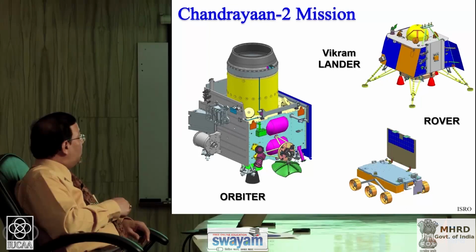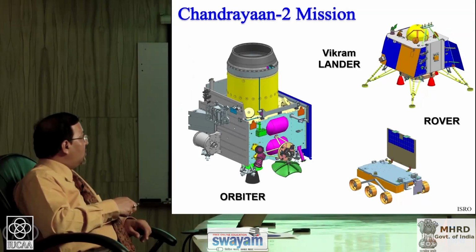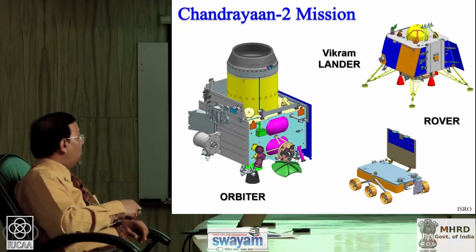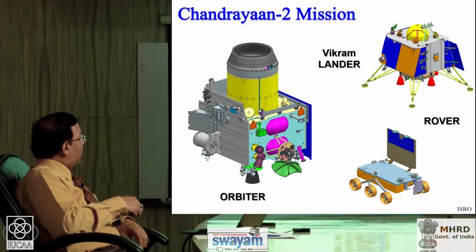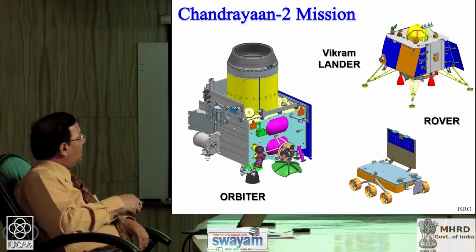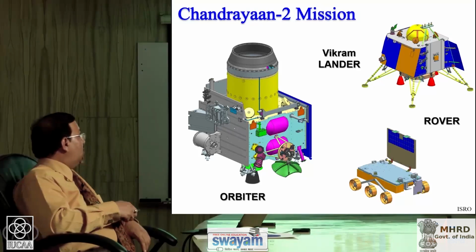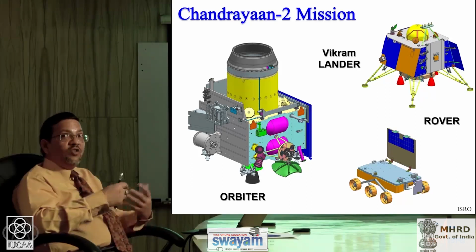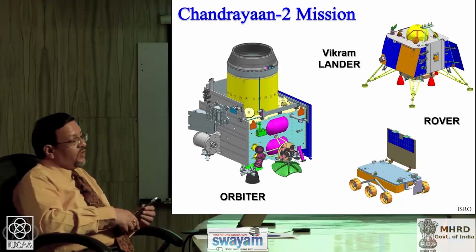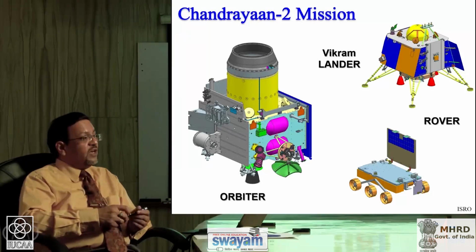And this is a very important mission, because we have experiments on the orbiter, we have experiments on the lander, and we have experiments on the rover. So, we are going to have observations from the orbiter while the lander and rover are also working, and that will be a unique combination of getting science from the moon very close to the surface and from almost 100 kilometers above the surface. So, there is a very exciting time ahead in terms of planetary exploration for India.